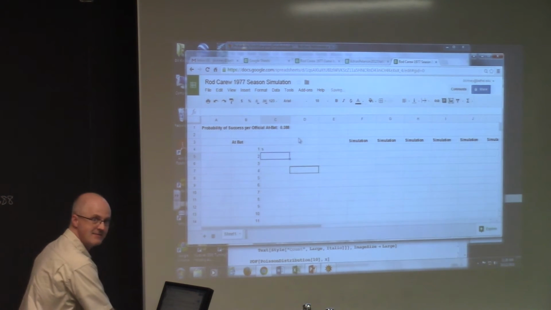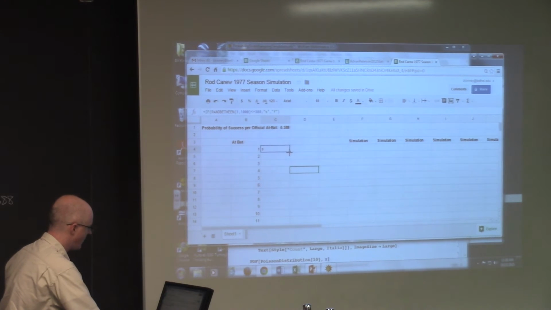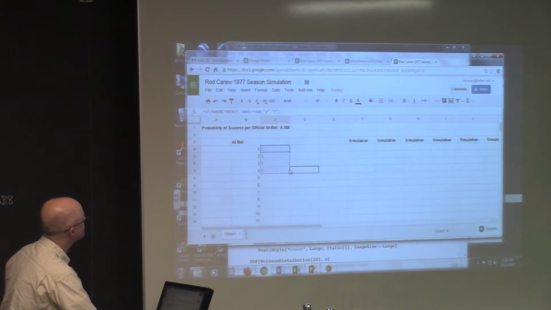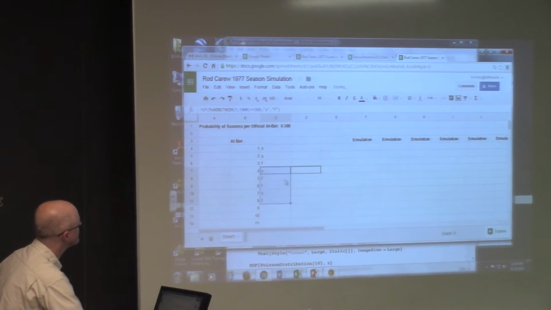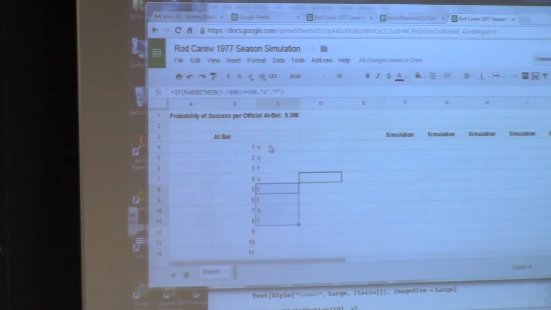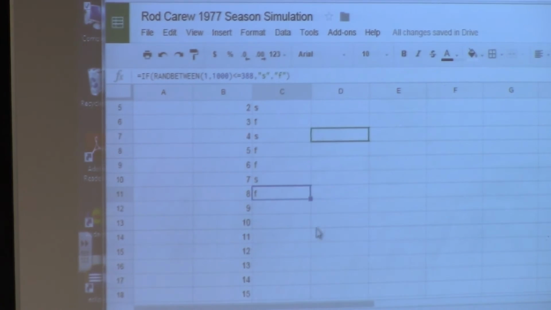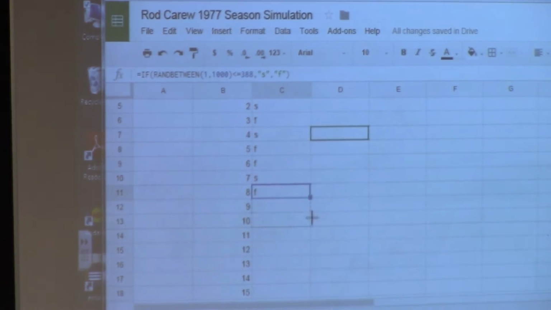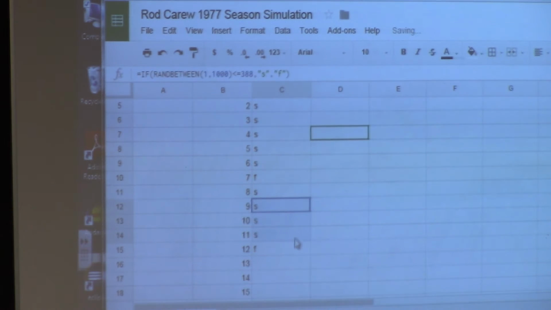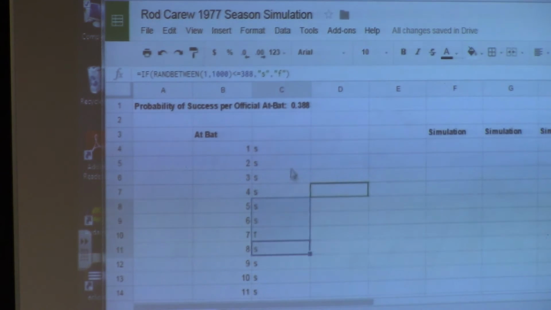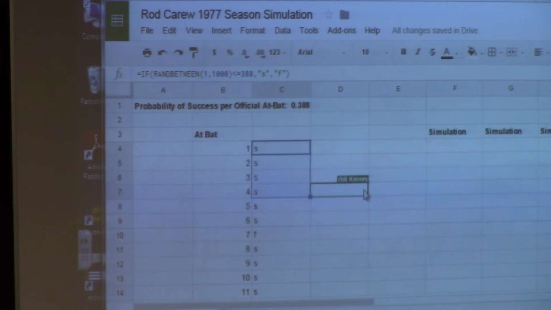The first one's an S. Is the second one? Well, when I copy and paste, it changes anyway. I get some S's and some F's. Maybe the first game he went 1 for 4. Maybe in the second game he gets 4 at-bats, he goes 1 for 4. Okay, this one stayed 1 for 4, 1 S and 3 F's. How about the third game? There he's 3 for 4, 3 S's and 1 F. These changed. This one was 3 for 4 now, and this one's 4 for 4. Wow, how about that? He had a good first 3 games there if he got 4 at-bats in every game.